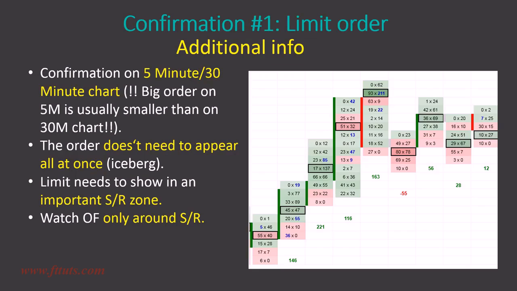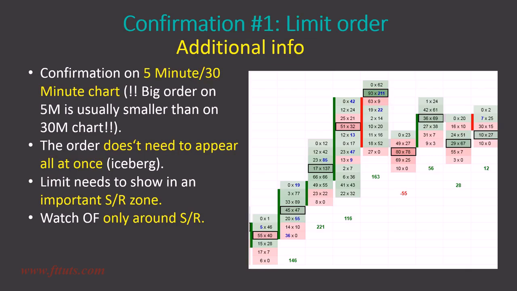So don't be surprised if this big number doesn't appear all at once. It can take some time. There could, for example, be 50, then after 1 minute, 100, after 3 minutes, 150, and after 4 minutes, 211. So in a lot of cases, it won't appear all at once.